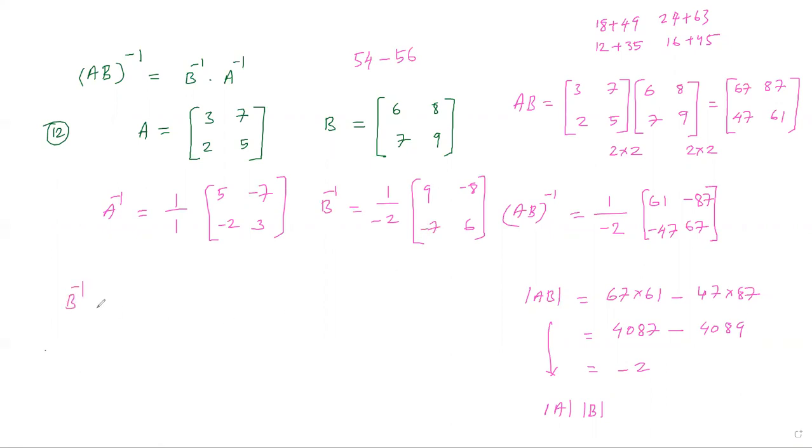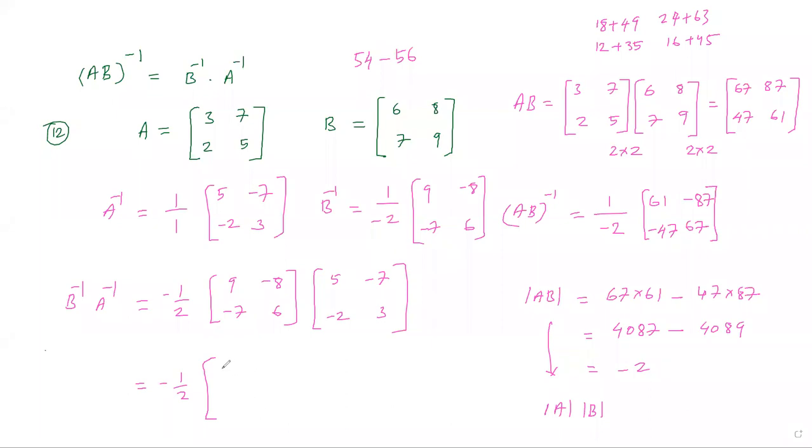Now, B inverse into A inverse. So the outside factor is 1 into 1 by minus 2, that is minus 1 by 2. The rest you have to multiply. B inverse is 9, minus 8, minus 7, 6, and A inverse is 5, minus 7, minus 2, 3. So it is minus 1 by 2 into the product. When you multiply, you will get the same answer. I have to stop because there is only 1 minute left, so the call will drop any time. You can complete this.